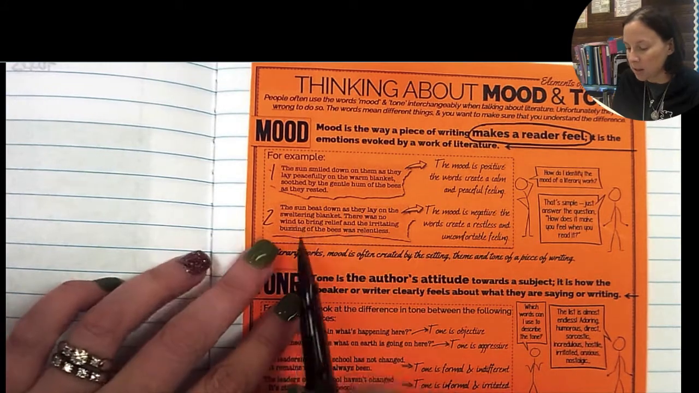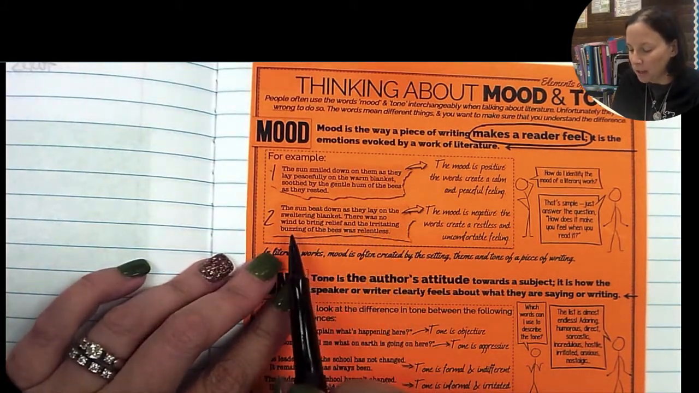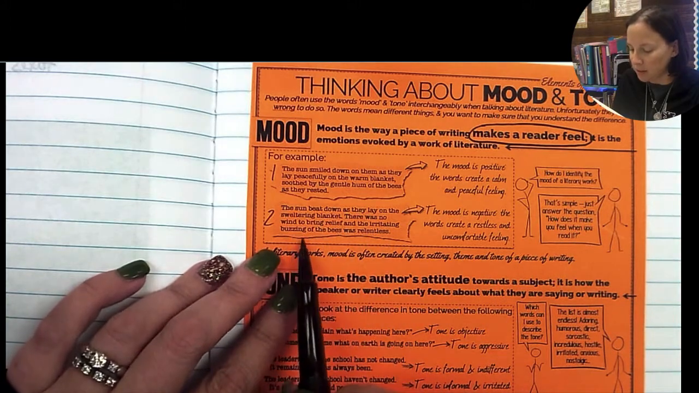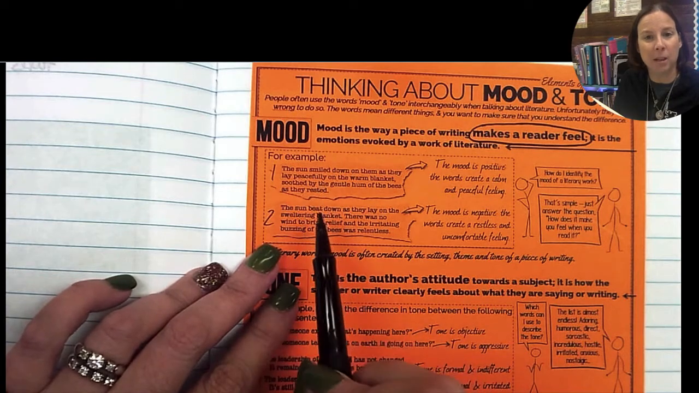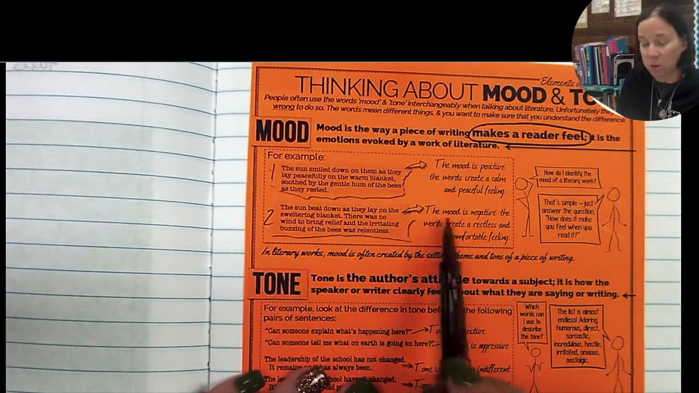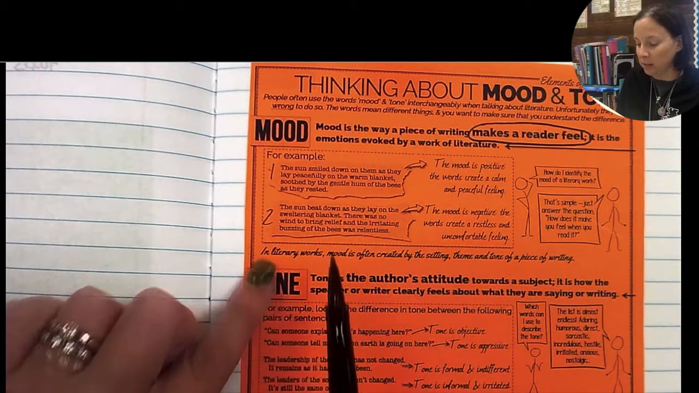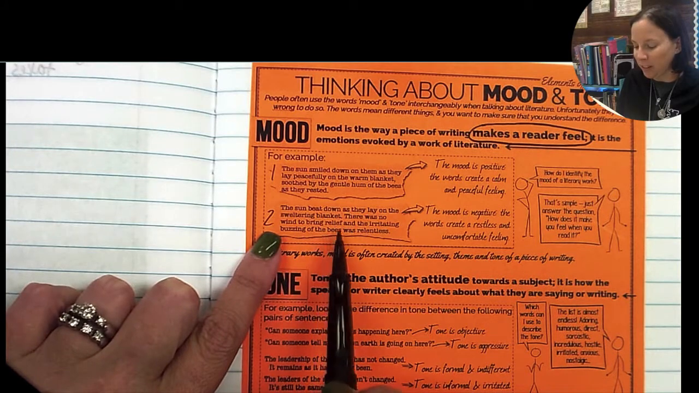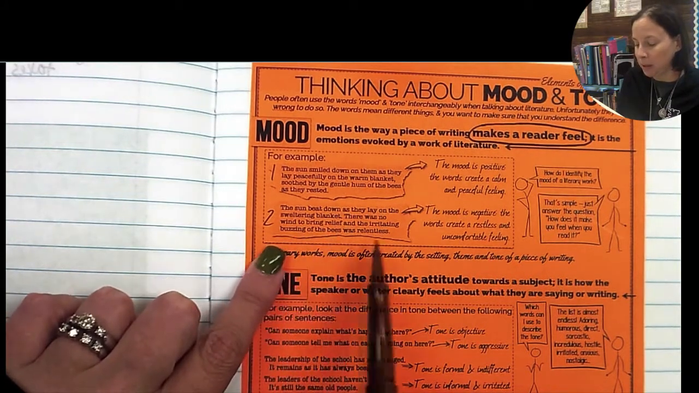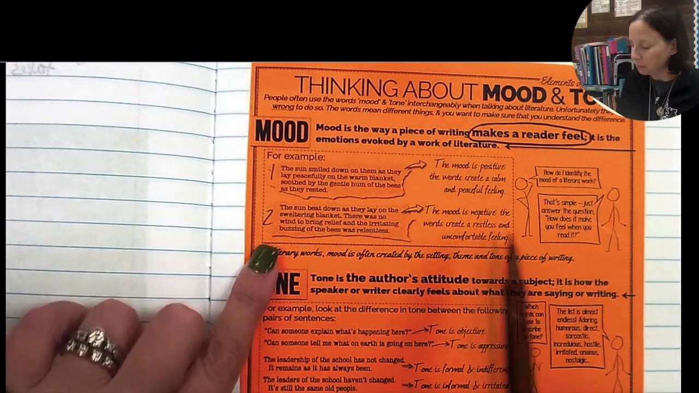This one has the sun beat down as they lay on the sweltering blanket. There was no wind to bring relief, and the irritating buzzing of the bees was relentless. These are both written about the same thing, but they're written differently. This mood is much more negative. The words create a restless and uncomfortable feeling. You have sweltering blanket, no relief, irritating buzzing of the bees, and relentless. Those are all words that give you that uncomfortable feeling.